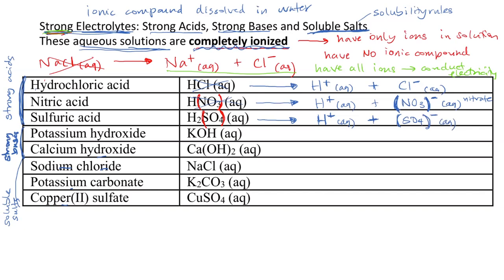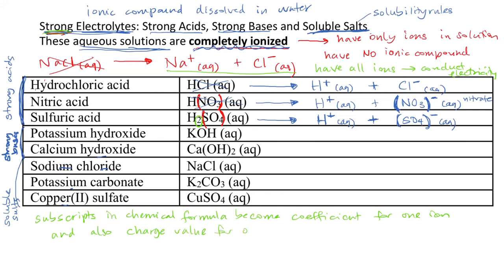Now, one thing to remember is this in subscripts. So when you have a subscript that is outside of the parentheses, so any subscripts in your chemical formula, they become 2 things. They become a coefficient for one ion, and also a charge value for the other ion. So you have 2 ions in the ionic compound.